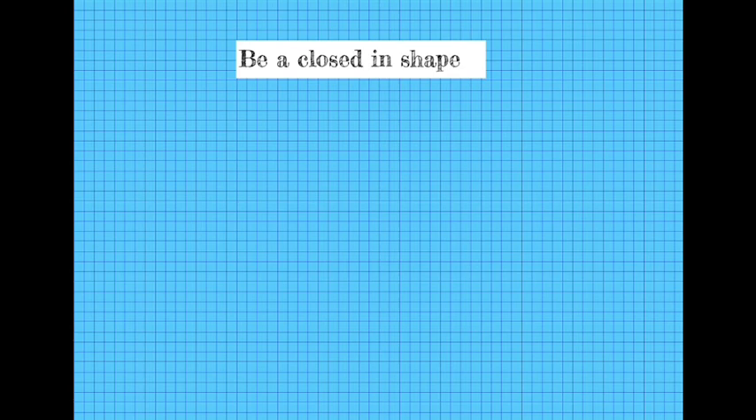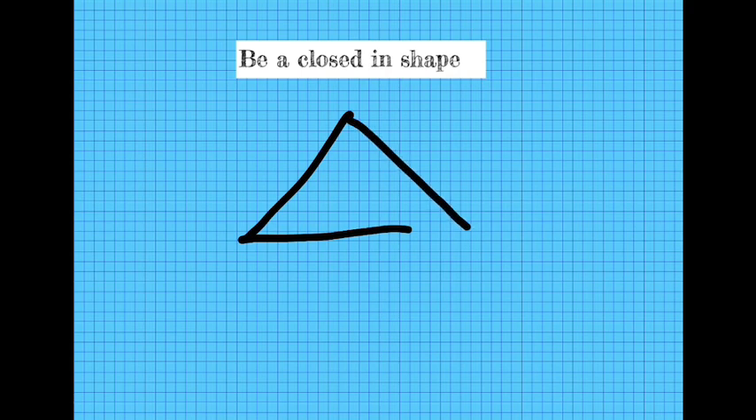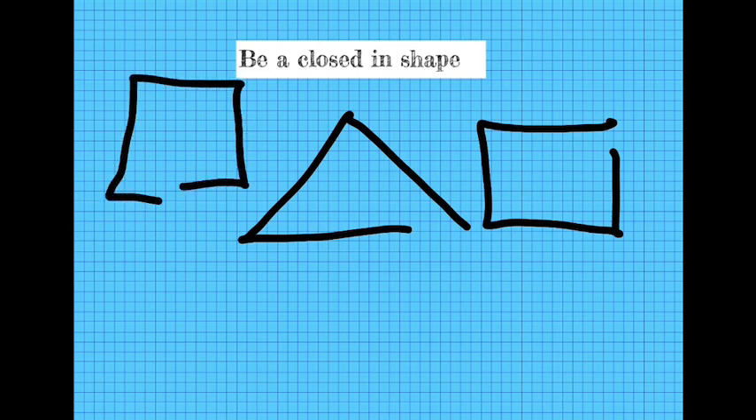Now the last feature of my polygons is that it has to be closed in. What that means is you can't have that, or that, or that. All the shapes need to be closed in and go all the way around. Okay, so that's the last feature of a polygon.